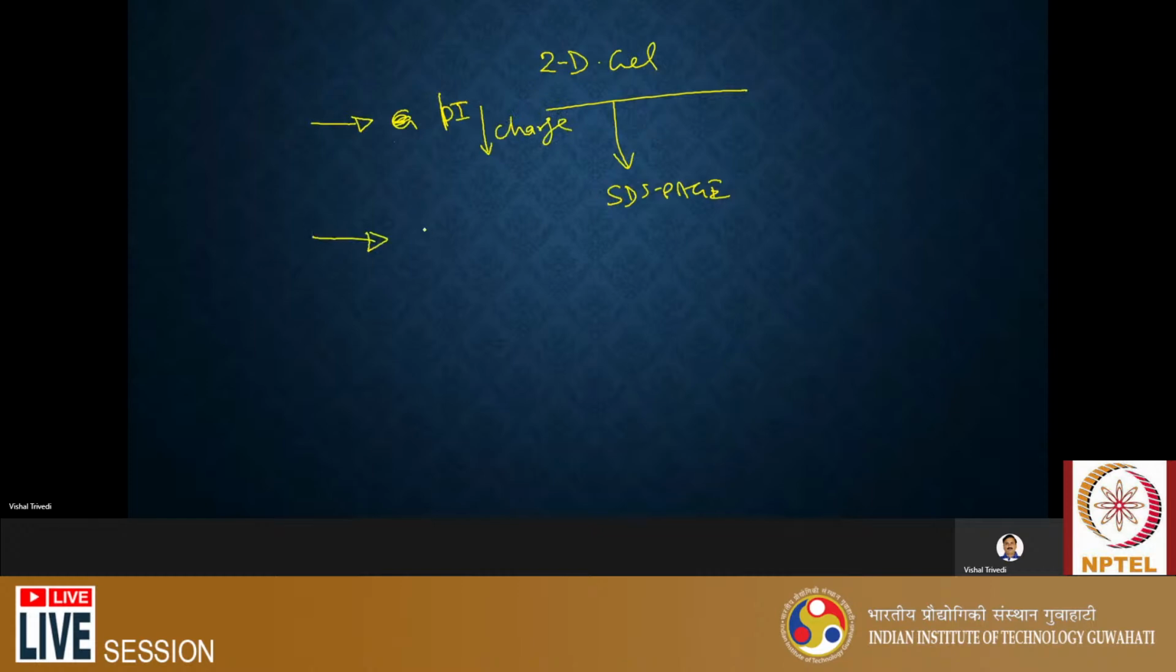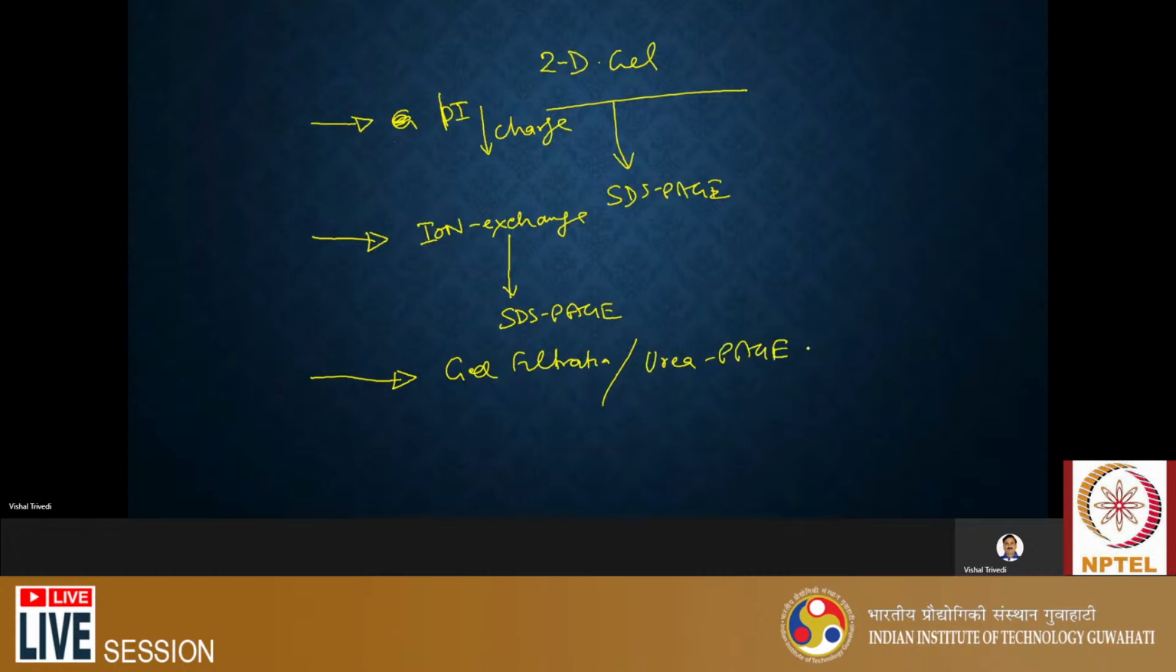Similarly, sometimes in one dimension people run an ion exchange column, and in the second dimension they run the SDS-PAGE or something like that. Sometimes people run gel filtration, or urea-PAGE, followed by the SDS-PAGE. So there are many combinations of two-dimensional electrophoresis which are possible.